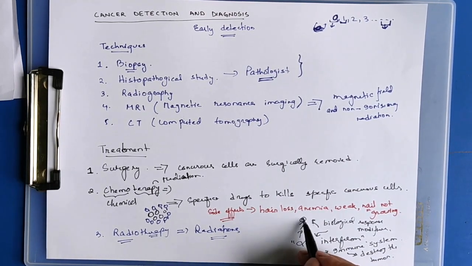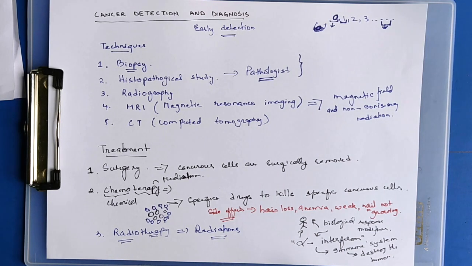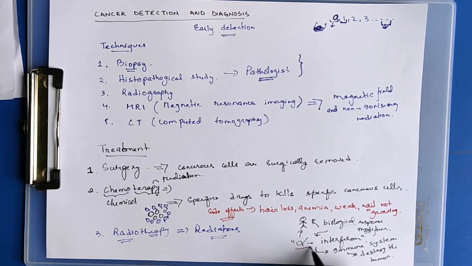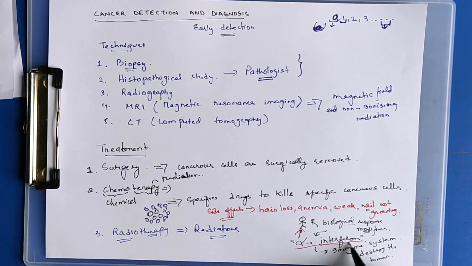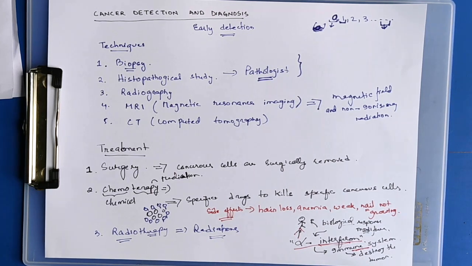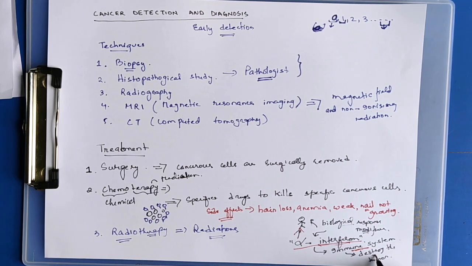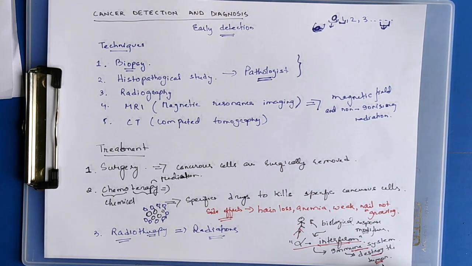In some cases, cancer patients are given biological response modifiers like alpha interferon. This substance will activate the immune system of the patients. If the immune system is activated, then it will start producing antibodies which will fight against the tumors or the cells which cause this.